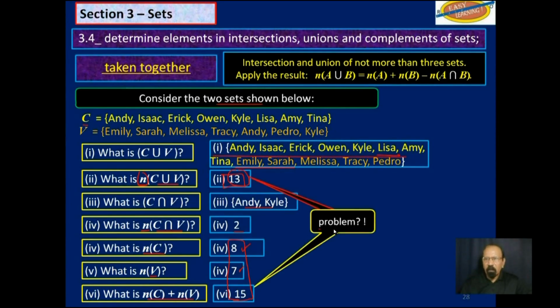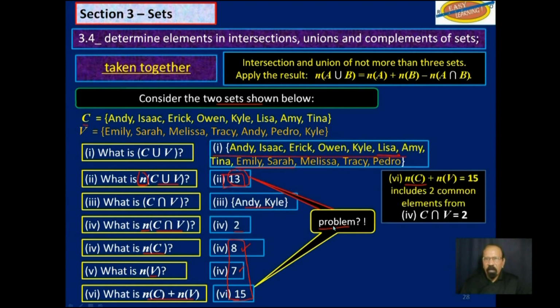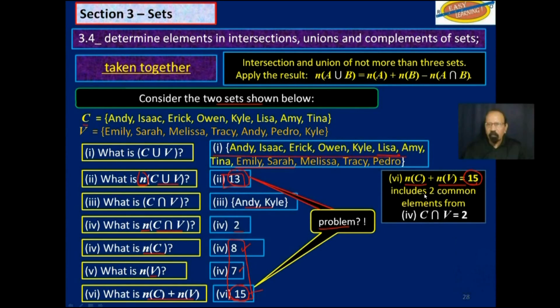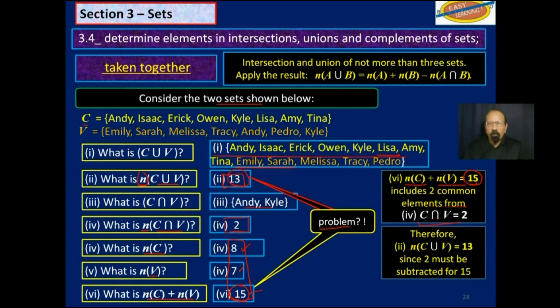So do we have a problem here? Not at all. The number of elements in C plus the number of elements in V individually, when you add them up, you get 15. Yes, we do get 15. But in C union V, there are 2 elements that are common. So now, if we want to find the number of elements in C union V, we will have to subtract that 2 from this 15, and we get that 13, which is this 13 over here. So we subtract this 2.